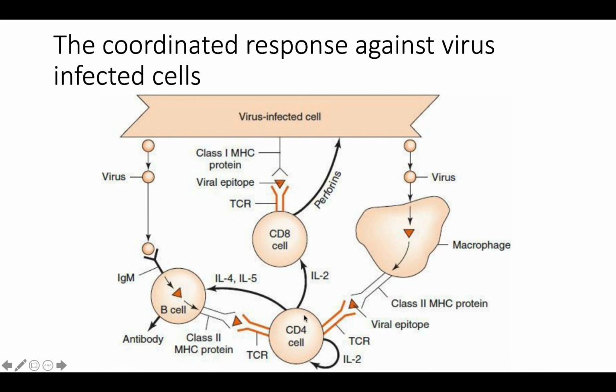This CD4 cell is important. It knows this epitope, it activates itself, makes more of itself, goes to activate the CD8, which goes to kill the cell with perforins, by knowing which cell on MHC1 has this viral epitope. So this T cell receptor is the same as this T cell receptor. It is specific to this epitope, and then the same thing, you can activate this B cell to make antibodies.